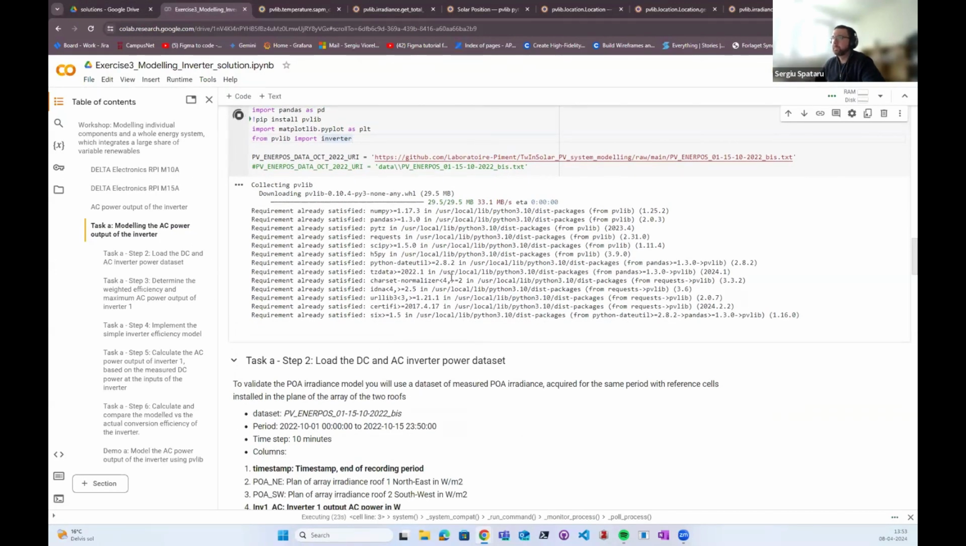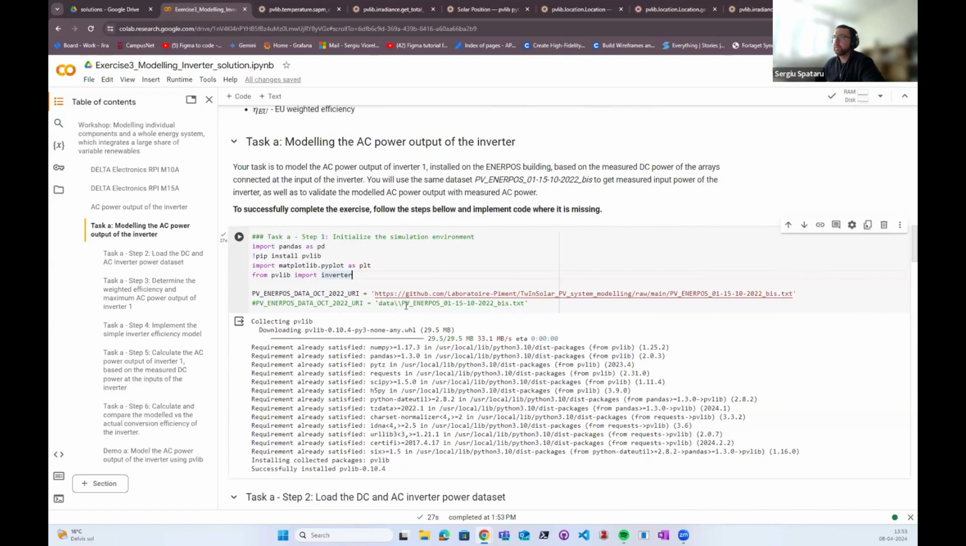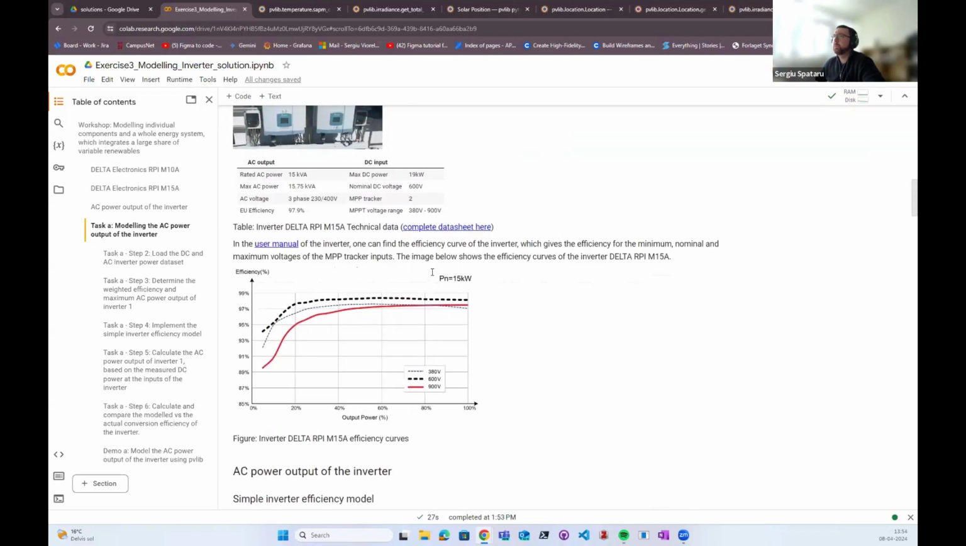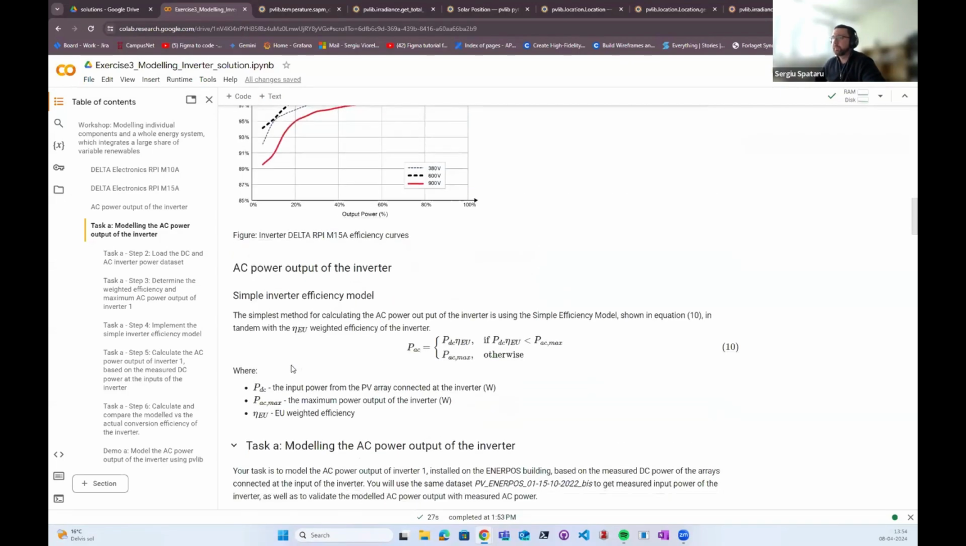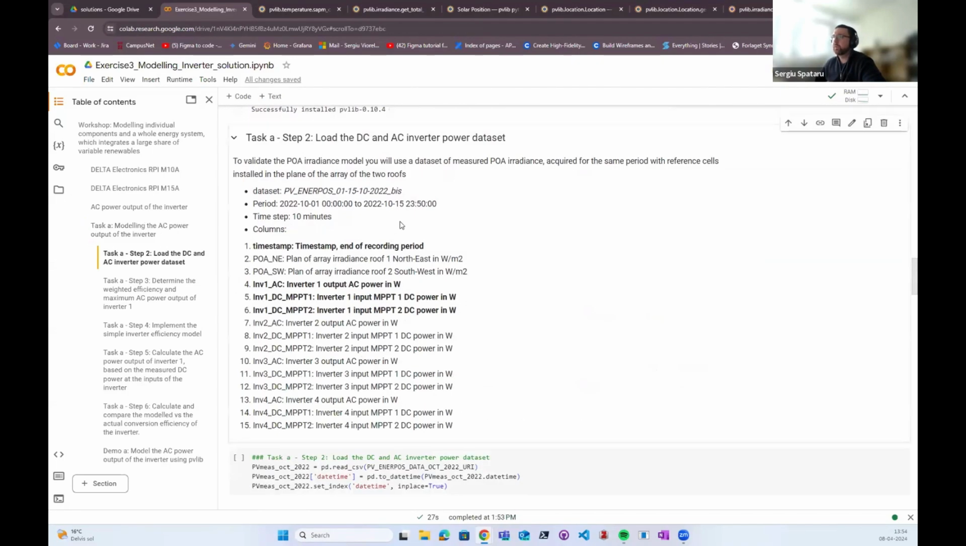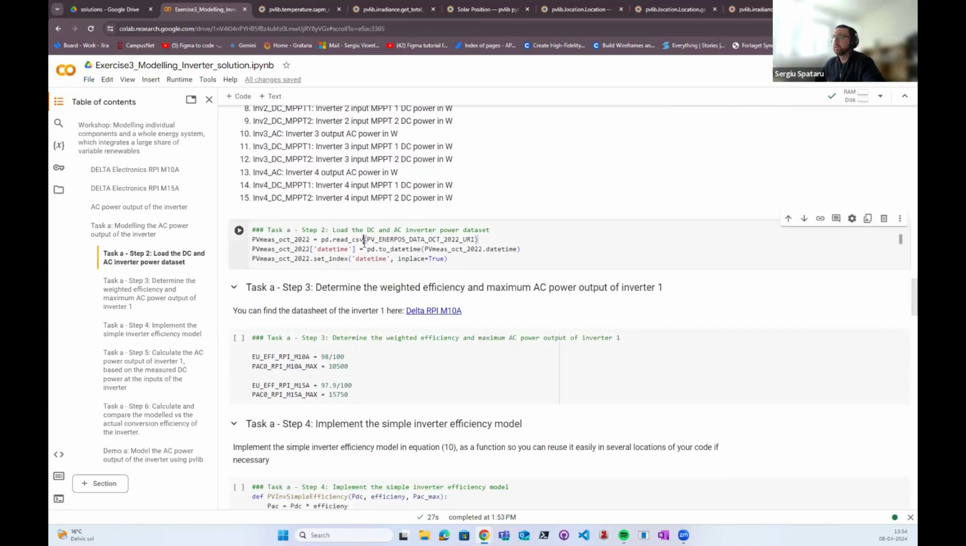Okay. We've initialized our environment, and here we don't need weather data because we will use as input the measured values at the inputs of the inverter. So we only load those for this model.